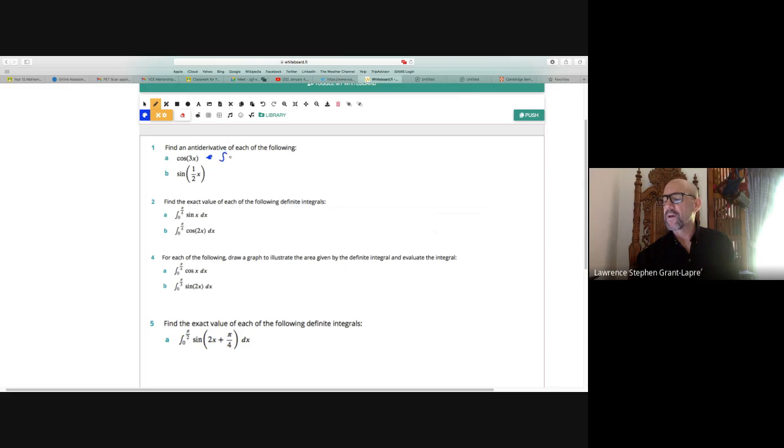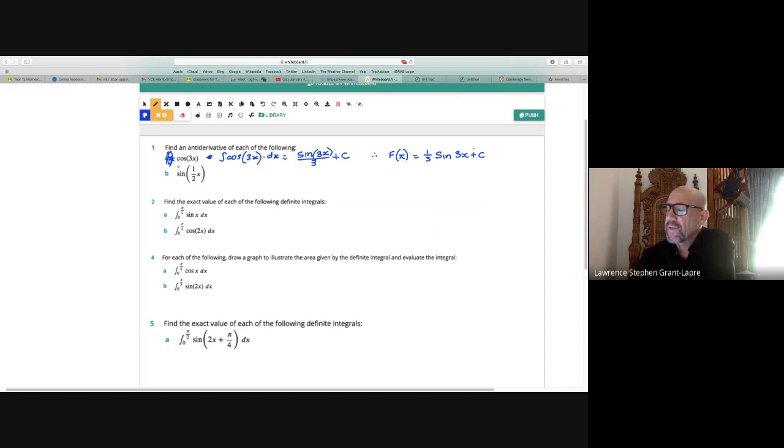We've got to either start with the antiderivative of cos 3x with respect to x equals the antiderivative of cos is sine, and we divide by the derivative of the bracket, which is 3, and then we put a plus c. Alternatively, we could have said f of x equals, therefore the primitive would equal 1/3 sine 3x plus c.